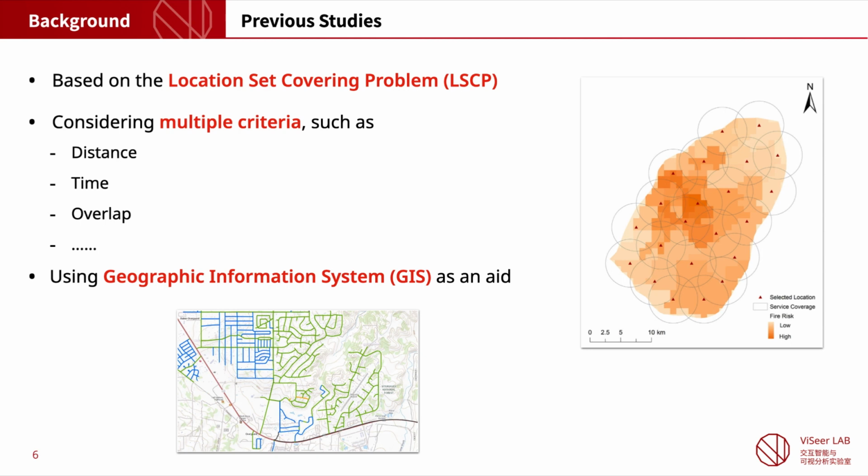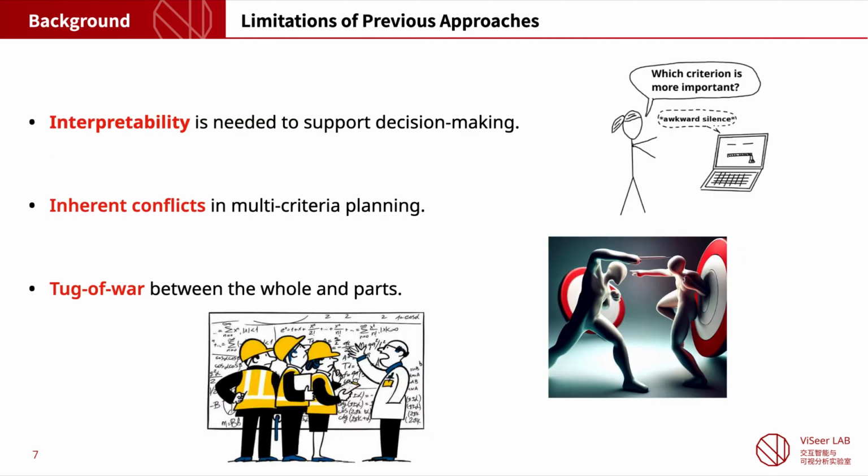The earliest studies were usually based on the location set covering problem, aiming to get the largest possible coverage. Considering the complexity of reality, later researchers introduced more criteria to determine the location. They also used geographical information systems as an aid. While these approaches have been proved effective in particular scenarios, they still have some limitations.